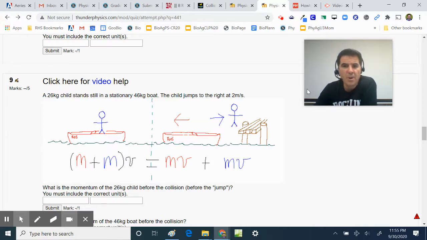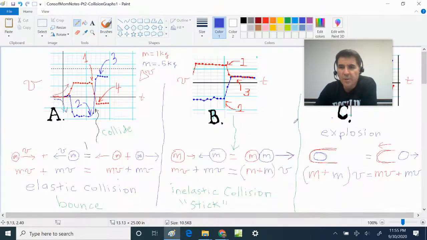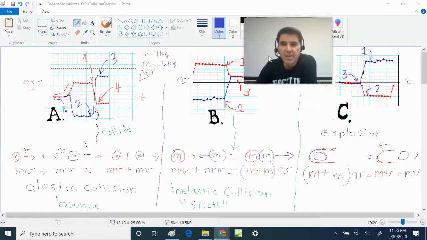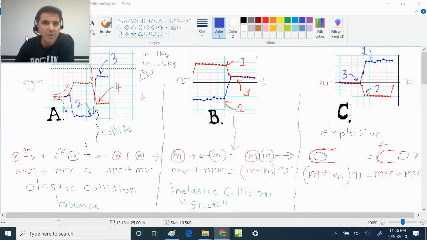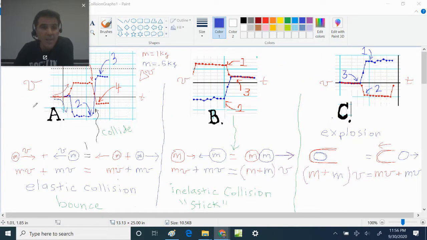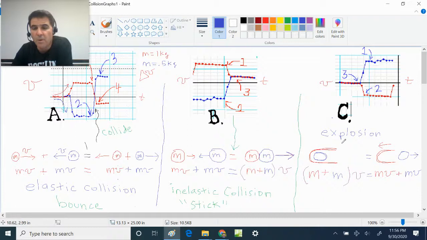Okay, so anyways, those are our three types of equations that we can use. And in each case, we're simply looking for one unknown. We're setting it up with our mathematical situation. Those are our three: elastic, inelastic, and this is explosion. And then we're simply finding the one unknown.